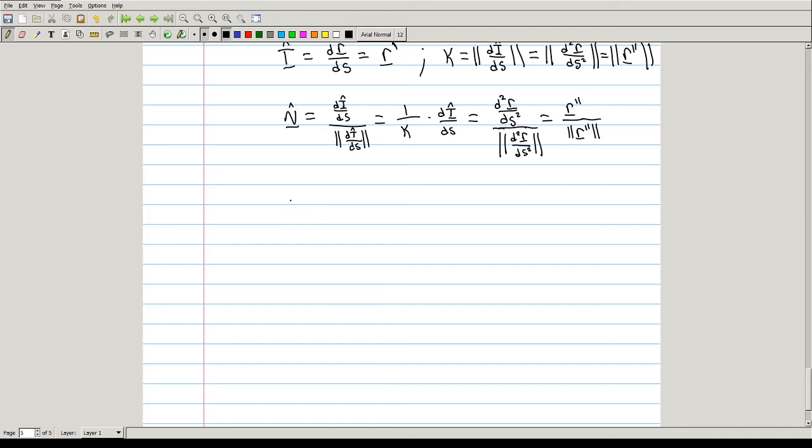And lastly, we have that b hat, or the unit binormal vector, was equal to t hat cross n hat, which again, we can re-express as the first derivative of r with respect to arc length cross the second derivative of r with respect to arc length divided by the magnitude of this vector. So the question is how to find the formula for torsion.